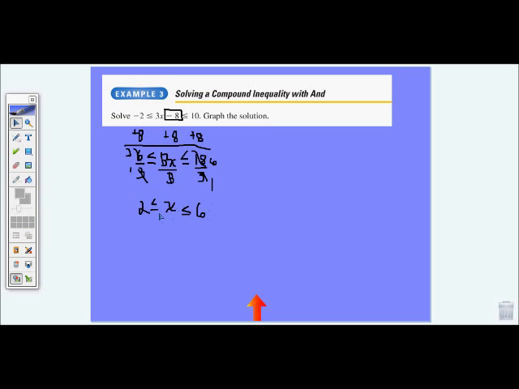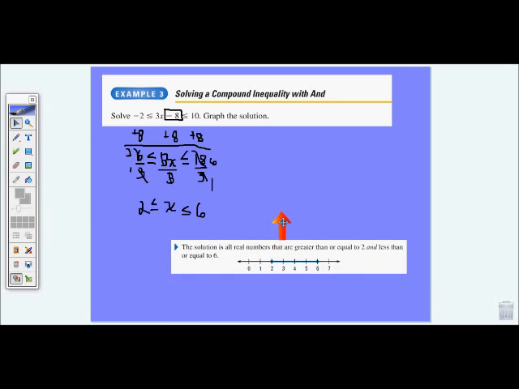Let's go ahead and look at what the graph would look like. Okay, because it's a compound with the word and, you will see that we can go ahead and put it on one graph, shaded in between there, with solid lines because the equal is on each part of the inequality symbols.